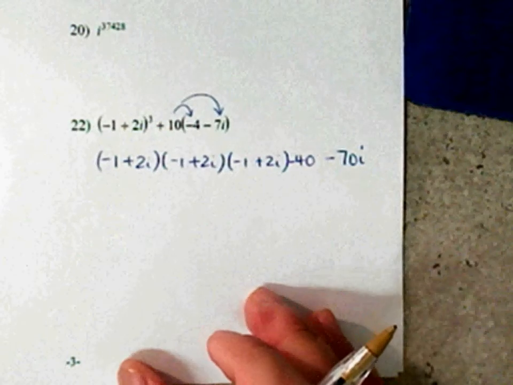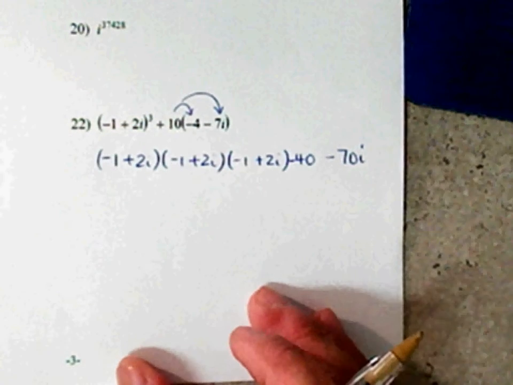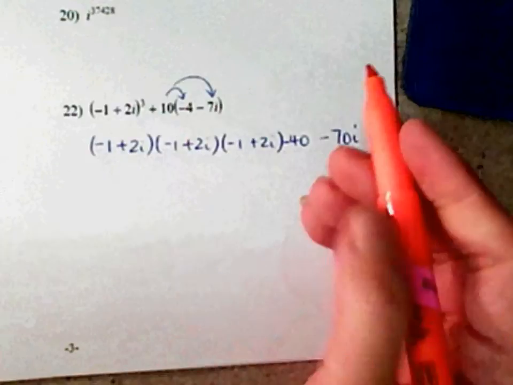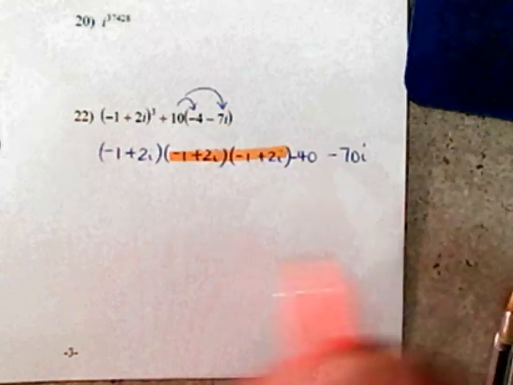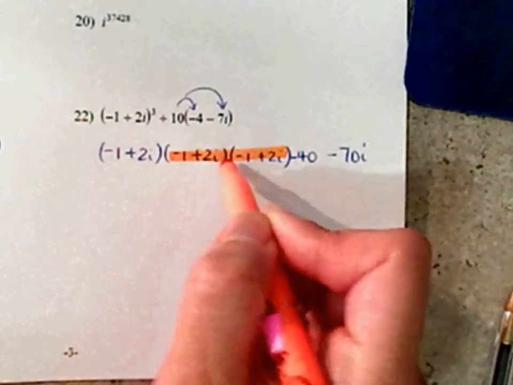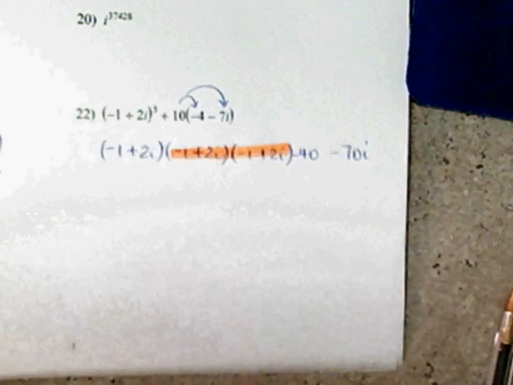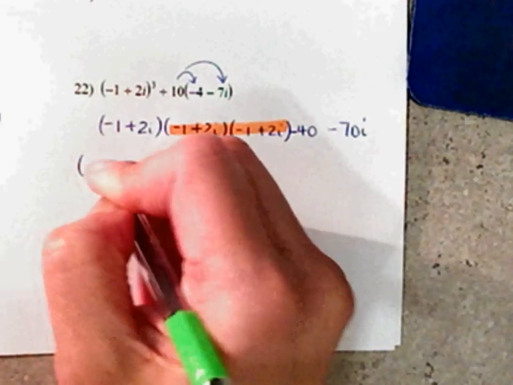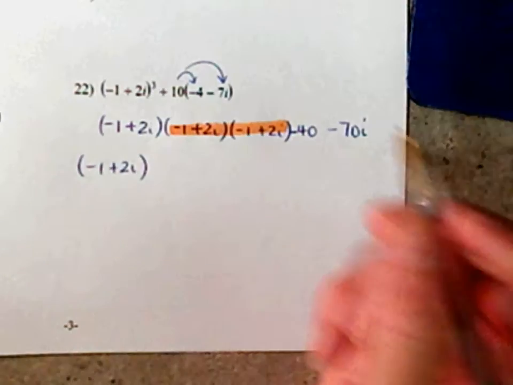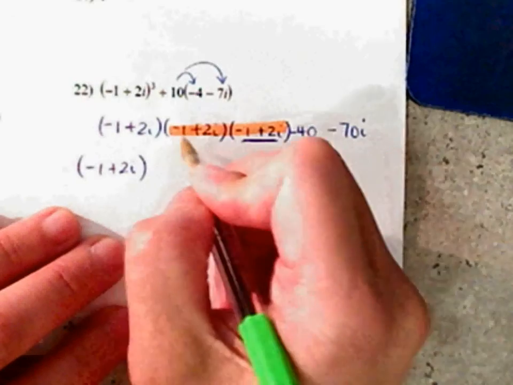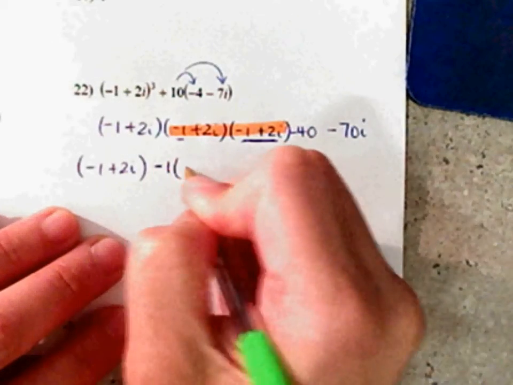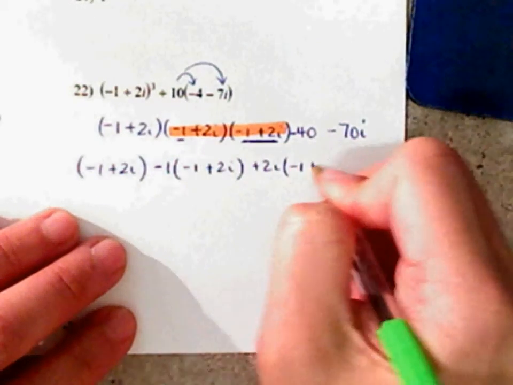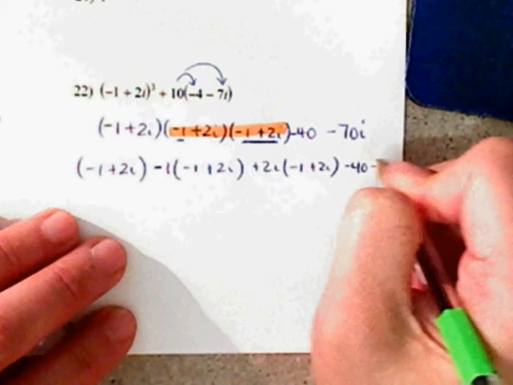All right? Continue on with your math. This is the part I would do first, okay? I'm going to multiply those guys together. Or you can multiply these two together. Your choice, whichever you want to do. But I'm going to multiply those two first. So I'm going to keep this as I see it. Negative 1 plus 2i. Okay? Now I'm going to keep that together. So I'm going to take this one. Negative 1 times negative 1 plus 2i. Plus 2i times negative 1 plus 2i. Minus 40 minus 70i.